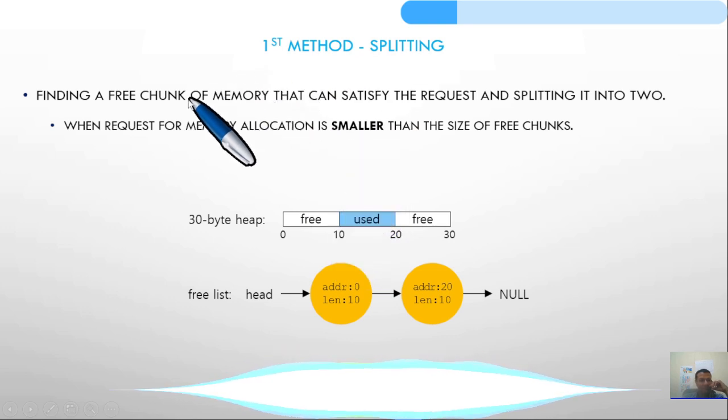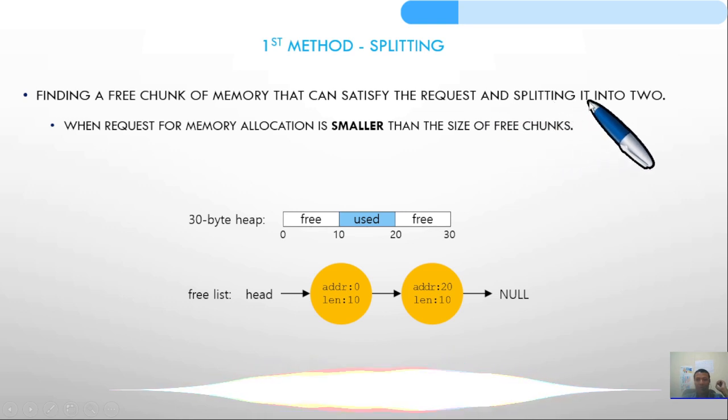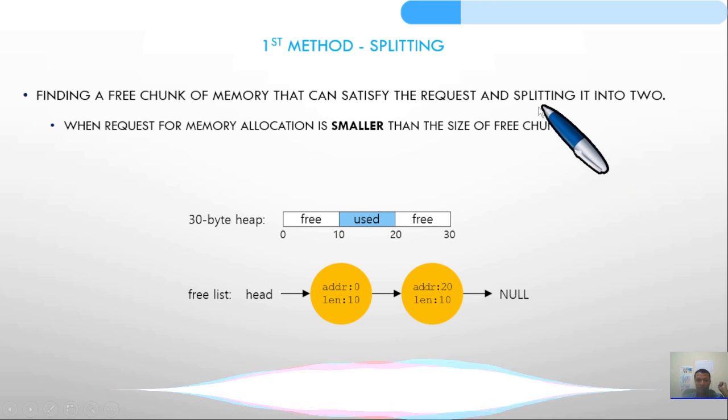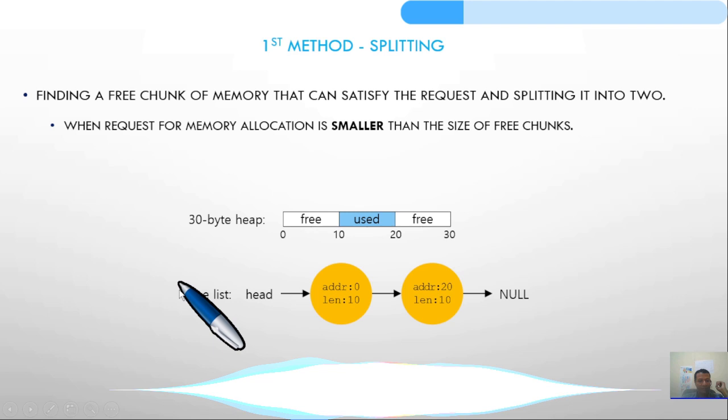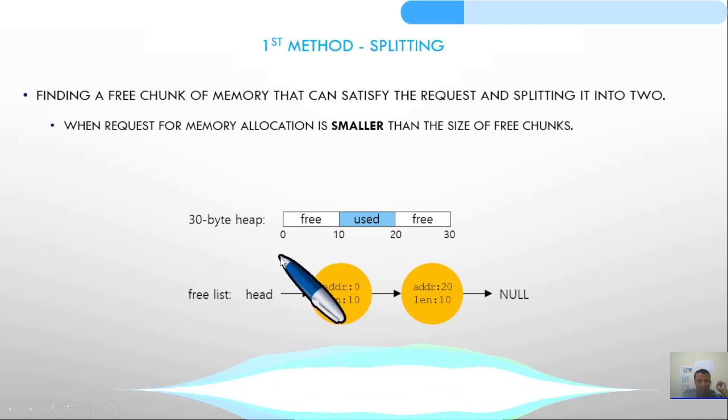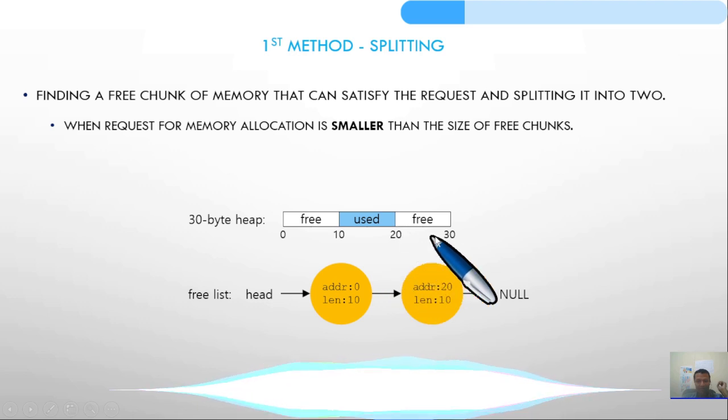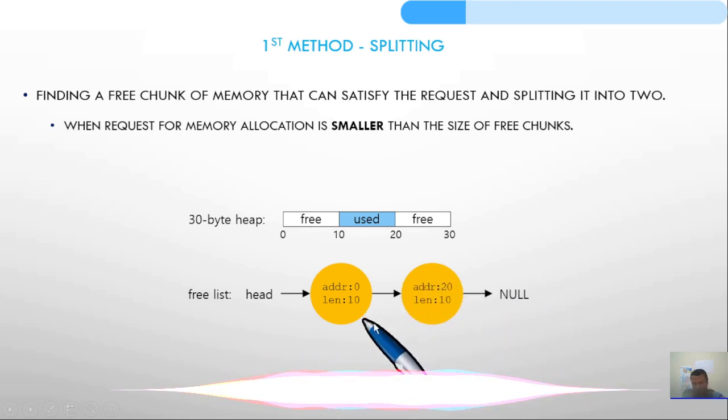The first method is splitting. For example, finding a free chunk of memory that can satisfy the request and splitting it into two, when the request for memory allocation is smaller than the size of the free chunk. As you can see here, we have 30 bytes of heap. From 0 to 10 bytes we have free, from 10 to 20 used, the middle one, and from 20 to 30 free. If you see the free list, we have head, and address 0 with length 10, and address 20 with length 10. So this is the free list.